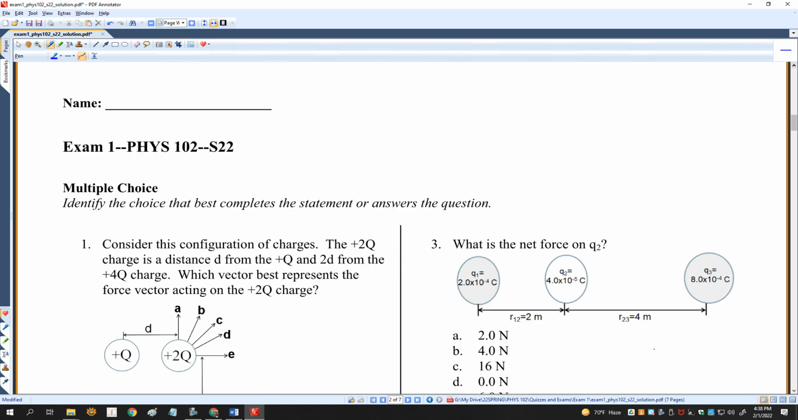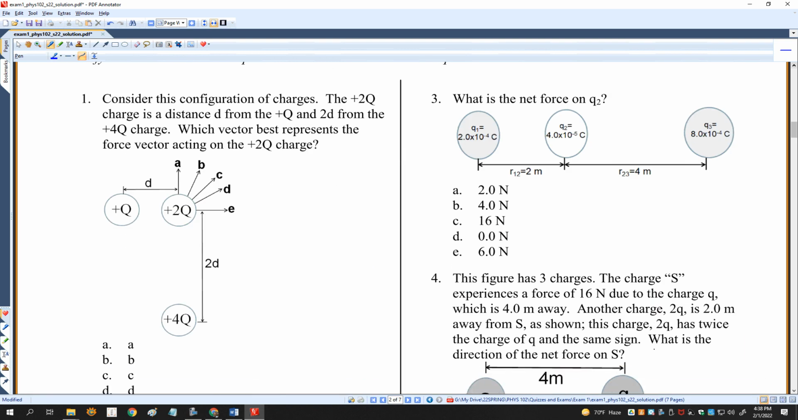Okay? Let's do the multiple choice here. Consider this configuration of charges. The plus 2q charge is a distance d away, and a distance 2d from the plus 4q charge. Which best represents the net force? So let's just first draw this vector. That is the vector from this charge. Now, this charge is twice as big.